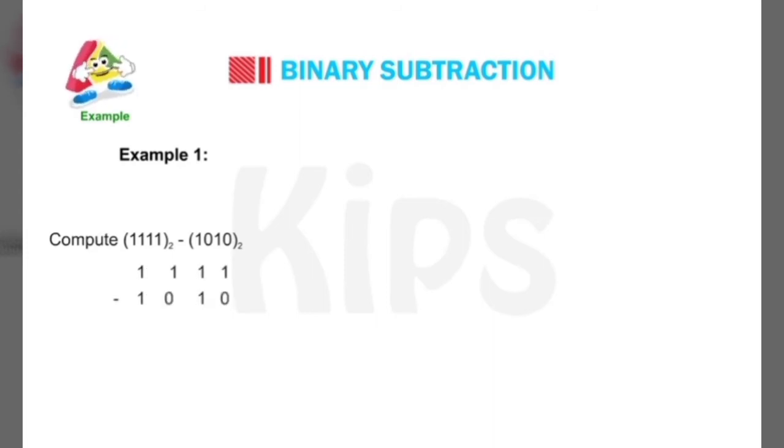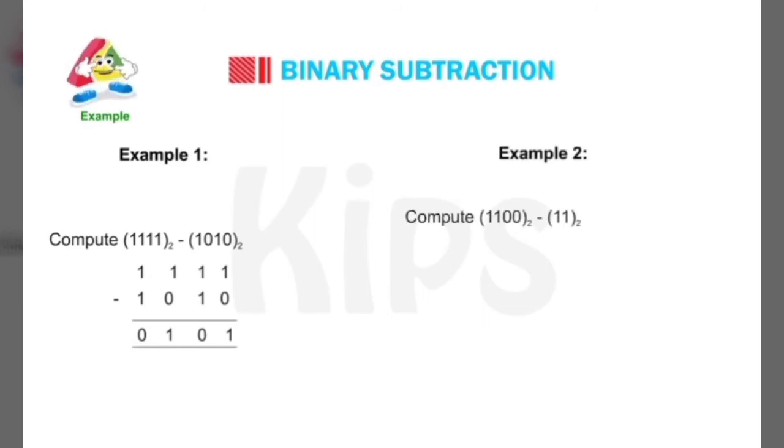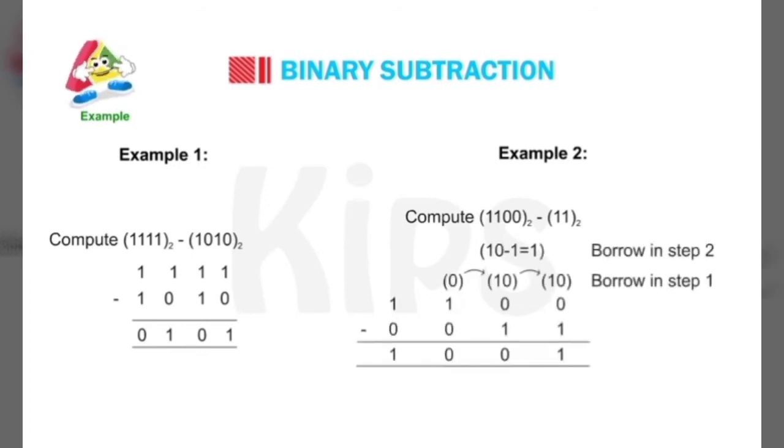Firstly, write separately the digits. Put the minus sign. Now start. 1 minus 0, 1, 1 minus 1, 0, 1 minus 0, 1, and 1 minus 1, 0.